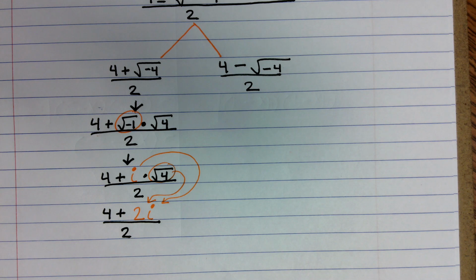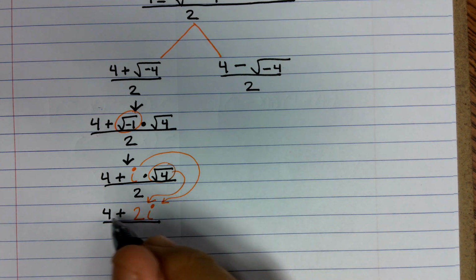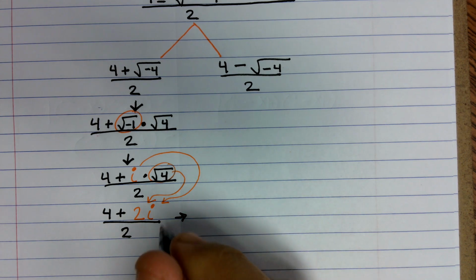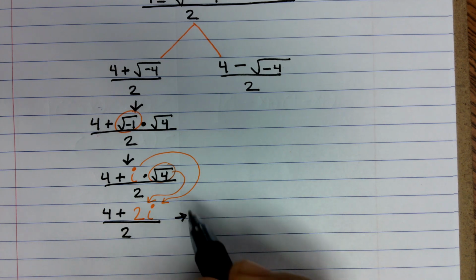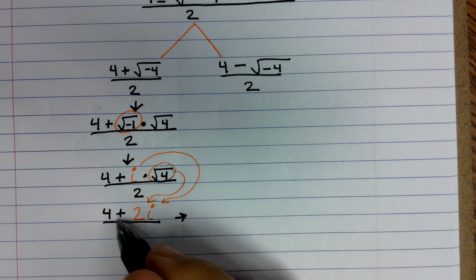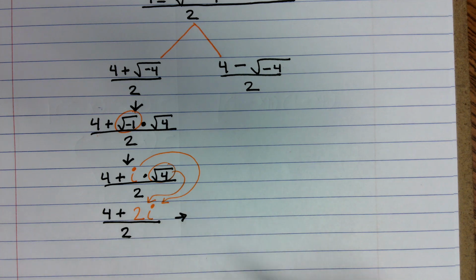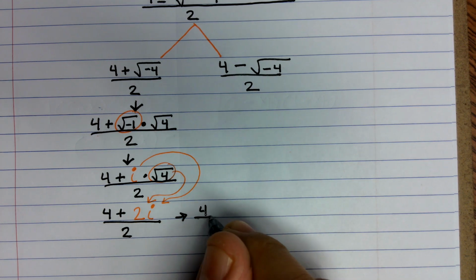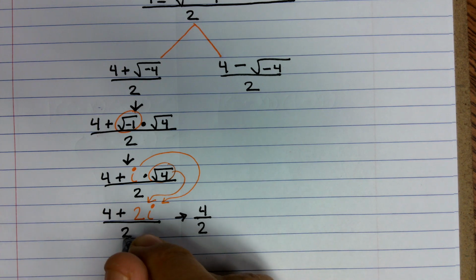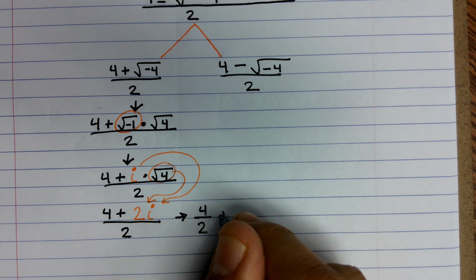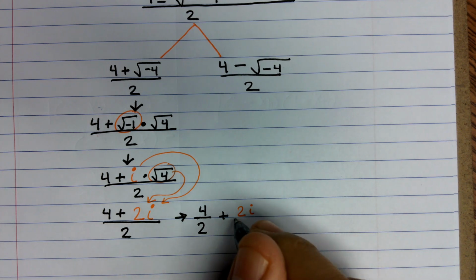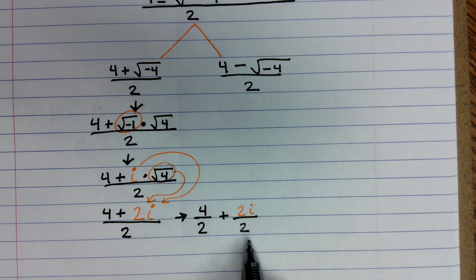And we're almost done. Now the thing is, we're dividing this whole thing by 2. This may look confusing, because there's a 4 and a 2, and you may be tempted to just divide the 4 by the 2 and not divide it into the 2i. At least I'm tempted to do that all the time. So I like to break it up into 2 different fractions. I like to say one of these is 4 divided by 2, plus 2i divided by 2. And this helps me not forget to divide into both of those terms.